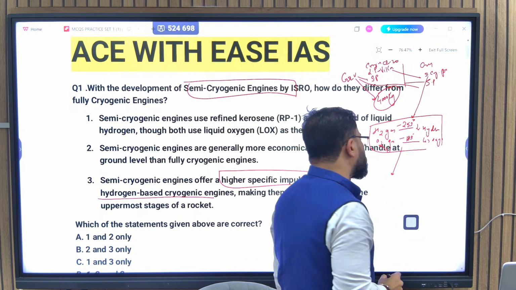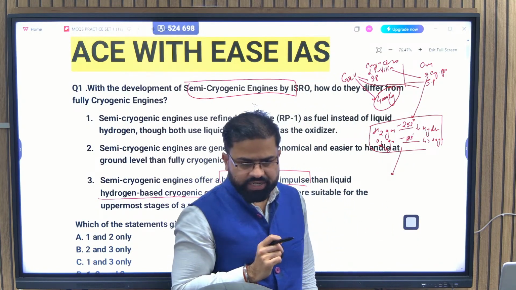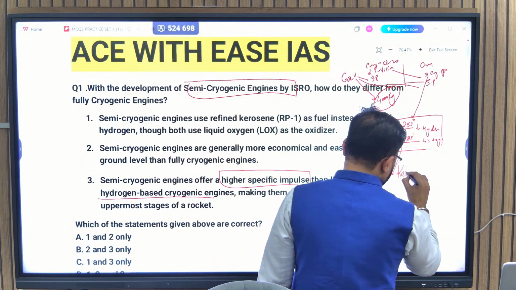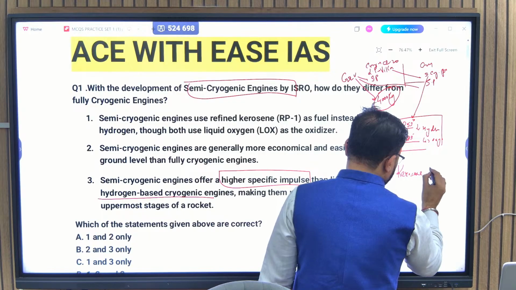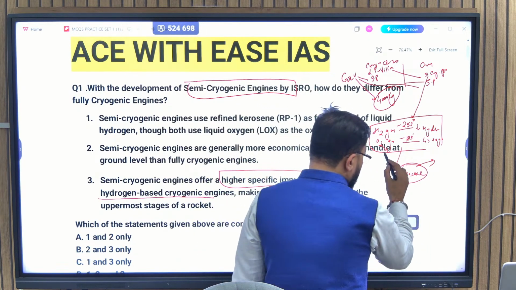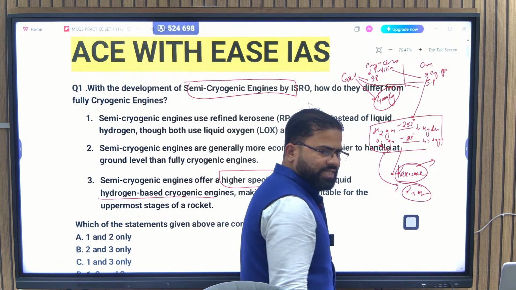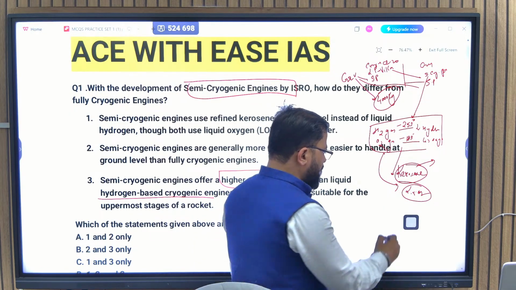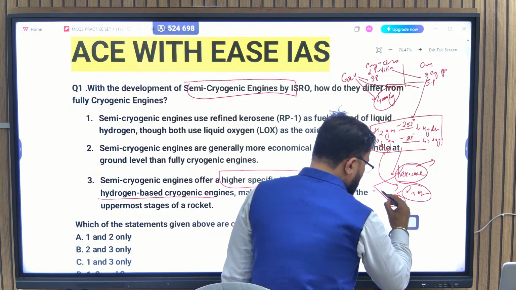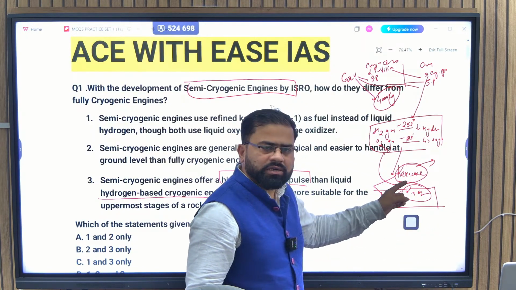Now semi means what? Instead of using liquid hydrogen that has to be converted using cryogenic technology, we will be using kerosene fuel. We already know that kerosene is already in the liquid state, and apart from that, we will be using liquid oxygen. So obviously, for converting the gaseous state of oxygen into the liquid state, we will be using cryogenic technology. So here you can see that this becomes the propellant. Only half requires cryogenic technology, that is the oxygen, but kerosene is available.